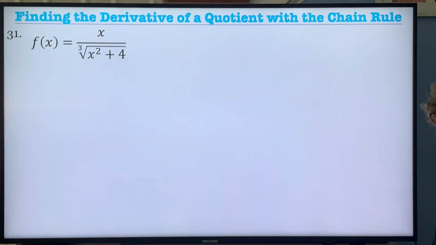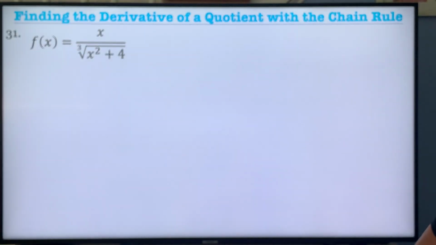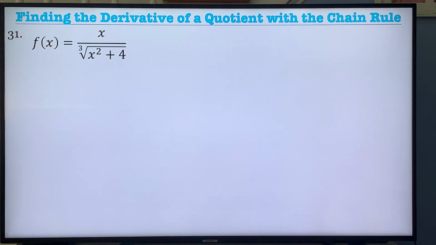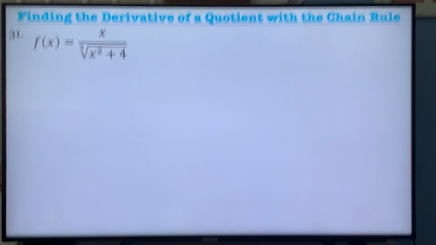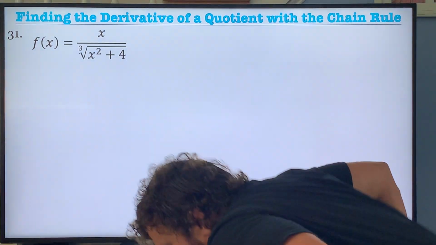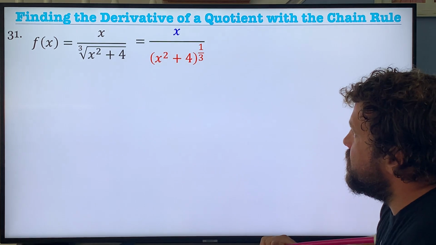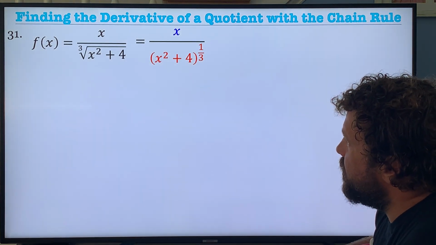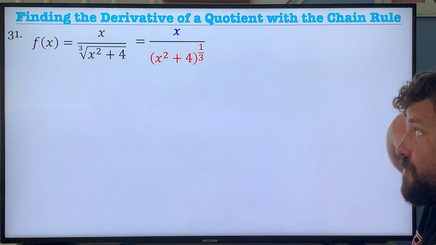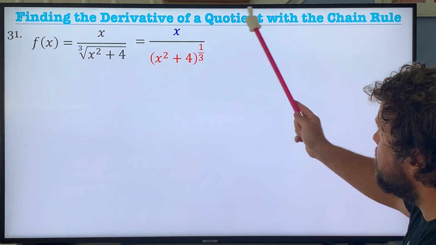Now that you guys are good at that, let's go to something else. Find the derivative of a quotient with the chain rule. Quotient means what? Divide. This is not really more difficult, but it is a little more annoying. Quotient. We got x over x squared plus 4 to the 1/3. Can you just make this x squared plus 4 to the negative 1/3 and use the product rule? Yeah, you can technically if you want. Anyway, we're going to use the quotient rule because that's what I said I want you to use.